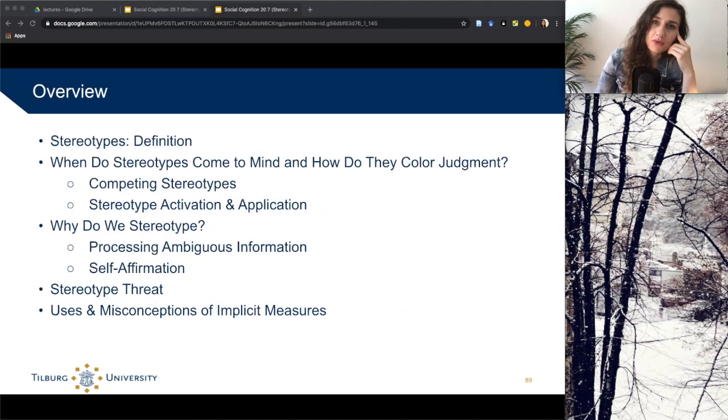Okay, so overall, what did we do in this session? We started by defining stereotypes, then we talked a little bit about when stereotypes come to mind. And then we talked about why stereotypes come to mind. I briefly plugged the idea that stereotype threat is a thing, but I'm not giving too much away because this will be the topic of the work groups. And then we spoke a bit about measurement issues with regard to implicit measures of attitudes and prejudice.